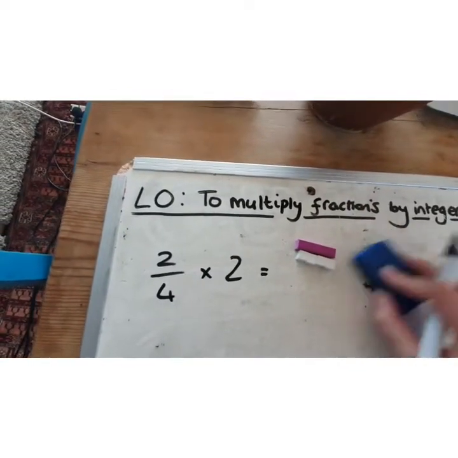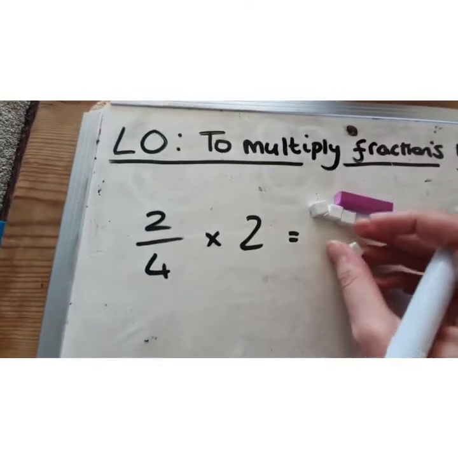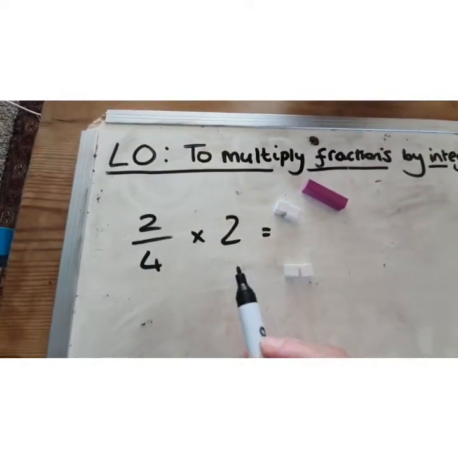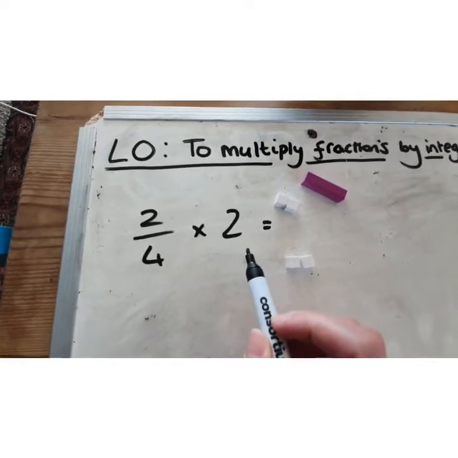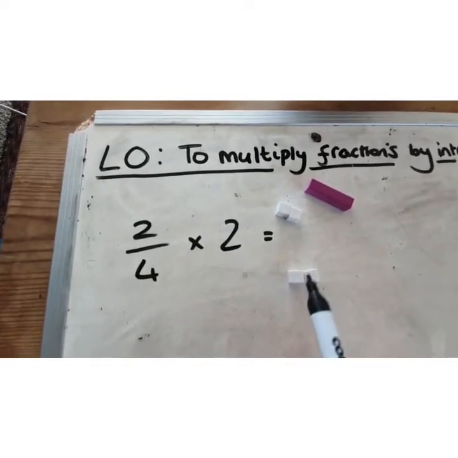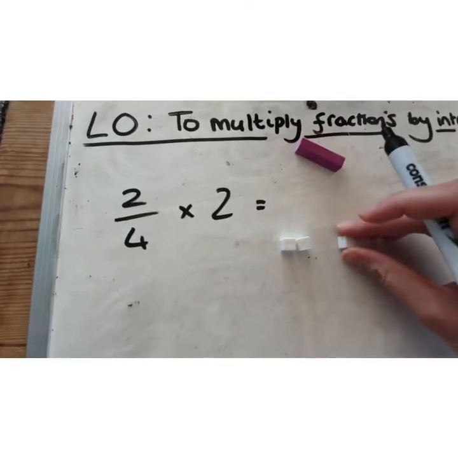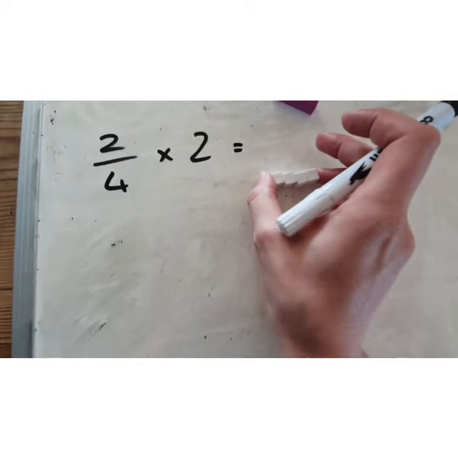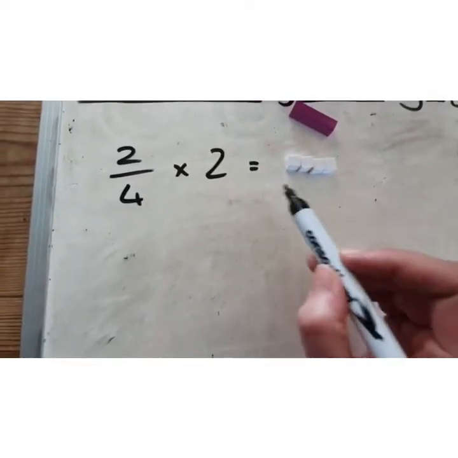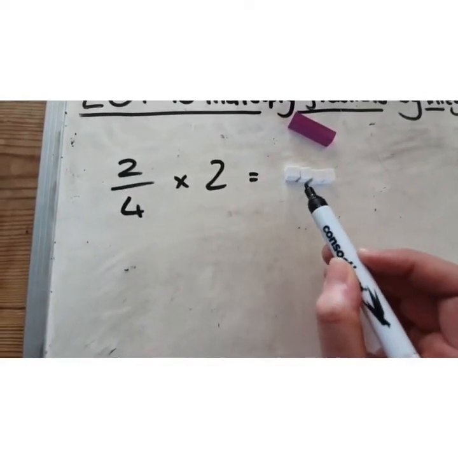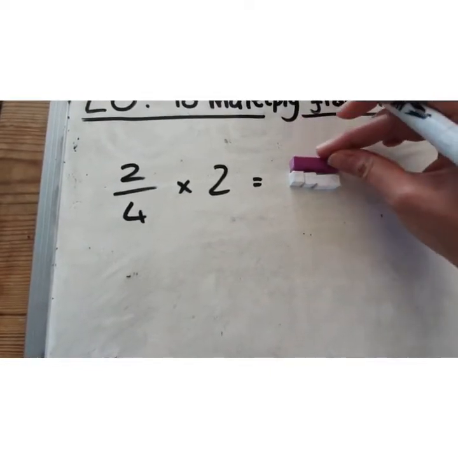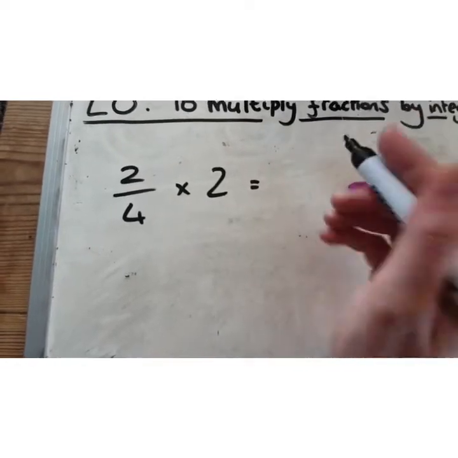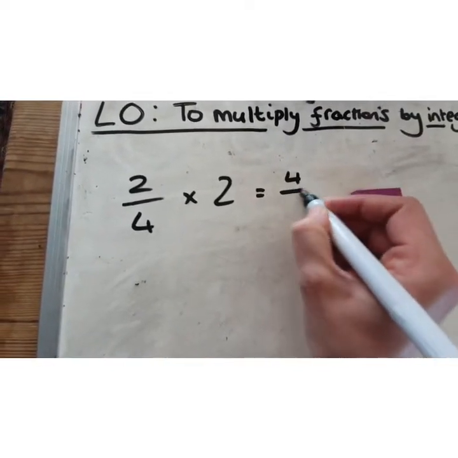Now we are going to look at 2/4. So we have got 2/4 here, and we are multiplying that by 2. When we multiply by 2, we double. So we need double the amount of quarters that we have. So here we have another 2/4. So we're going to put those together, and how much do we have now? How many quarters? We have 4 quarters. We have 1 whole. So 2/4 times by 2 is 4 quarters.